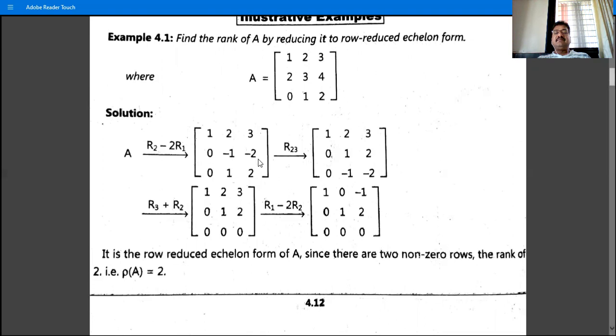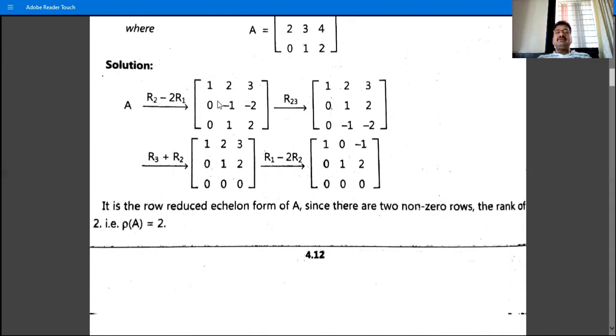We have this matrix. Then we have to reduce this minus 1 to plus 1. The operation is either multiply the second row by minus 1 or interchange the third row and second row. We have R2, R3 like this. Then we have to reduce this minus 1 to 0, so R3 plus R2, and we have 0.